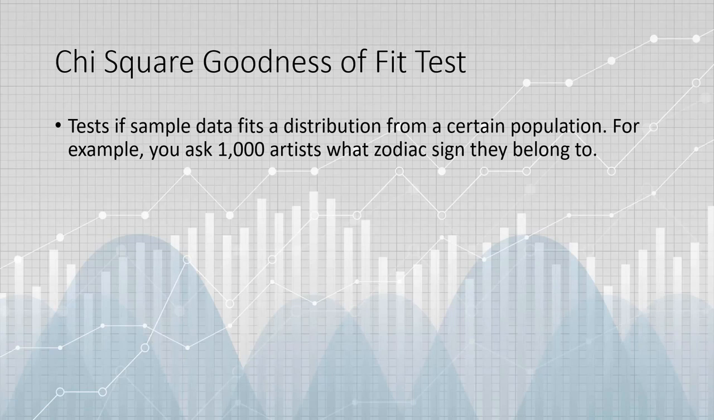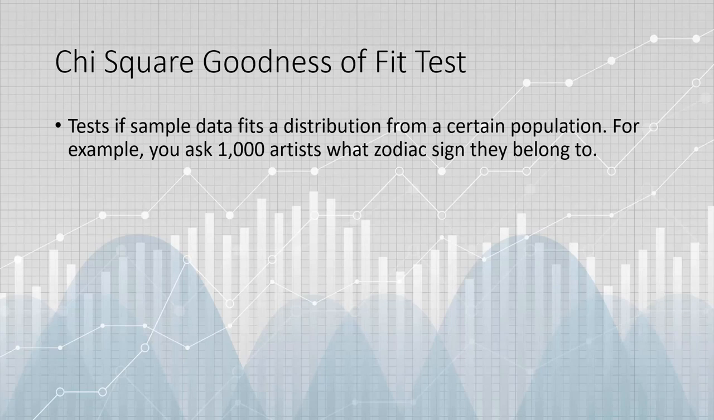For example, you might survey 1,000 artists and ask them what zodiac sign they belong to. You would expect them to be evenly distributed across the 12 zodiac signs. But perhaps not. There might be more Aquarians or Capricorns. The chi-square test can help you test this theory.